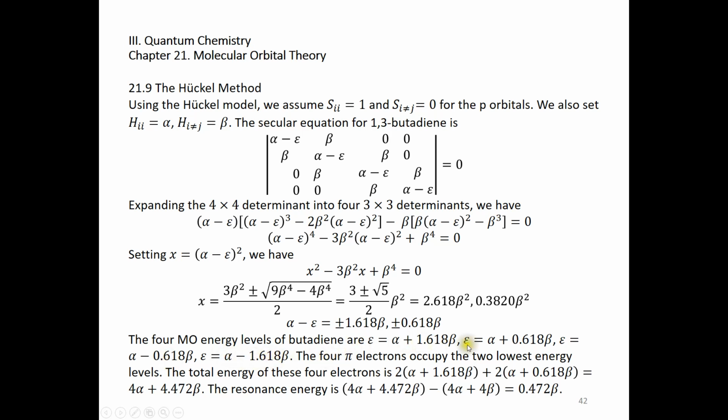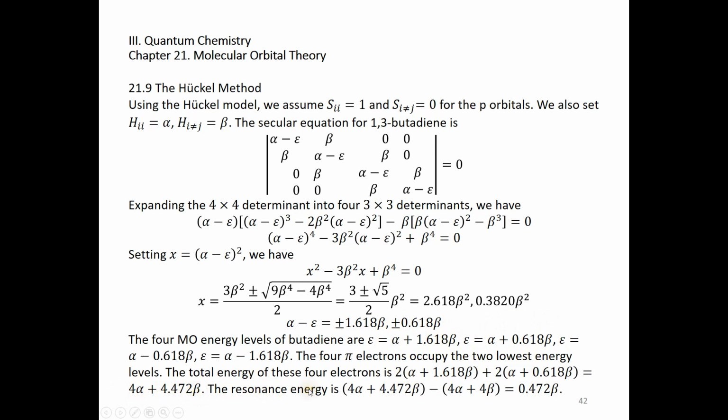Remember, both alpha and beta are negative. Alpha is negative 11 electron volts. Beta is usually 10% of alpha, so all those are negative. And the 4 pi electrons should occupy the 2 lowest energy levels. So I would say these 2 energy levels with more negative energy. The total energy of these 4 pi electrons is going to be 2 times this energy and 2 times this energy. Altogether, you get 4 alpha plus 4.472 beta.